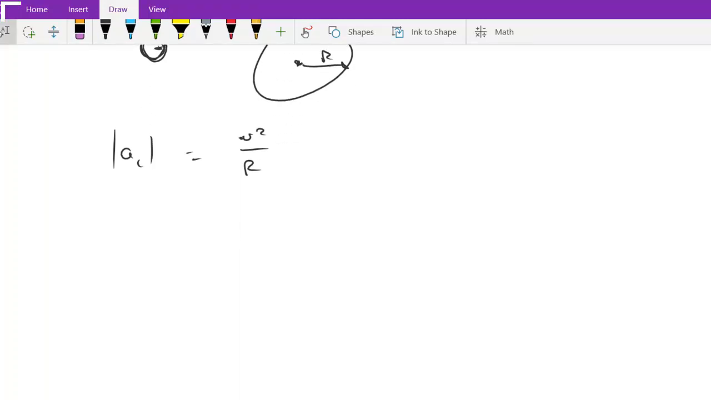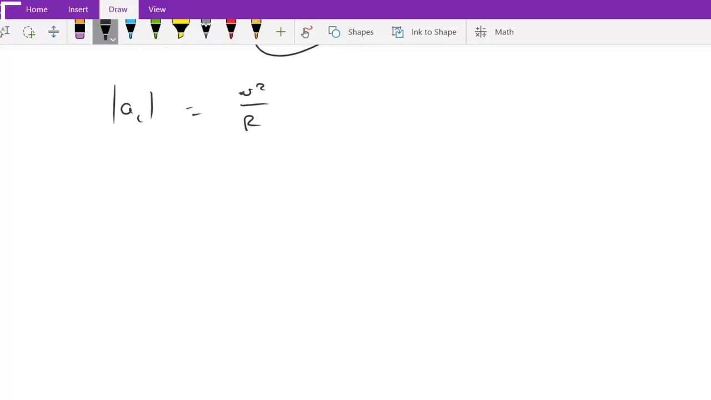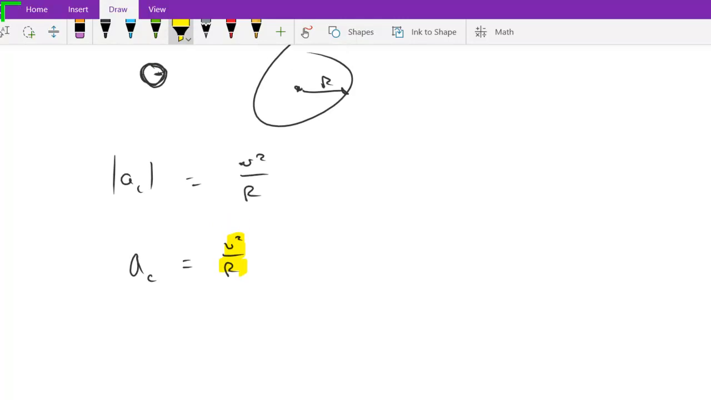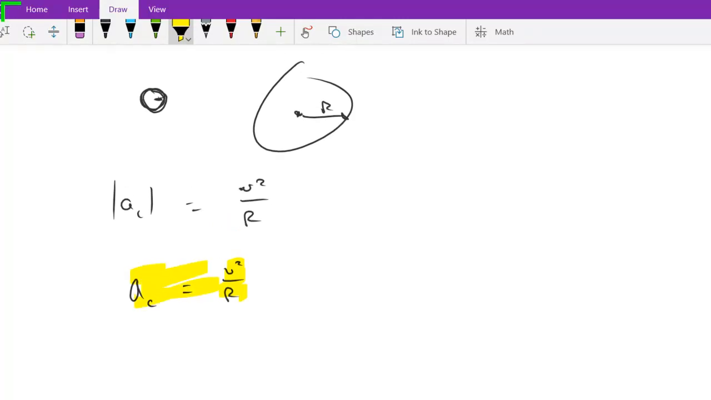So the magnitude of the centripetal acceleration, which I'll typically just write AC, not writing it as a vector here, is equal to v squared over r. And this is just the magnitude. The direction is always towards the center. One last thing to look at, we might be given the speed, but we might not be given the speed. We might be given the radius, or maybe not.